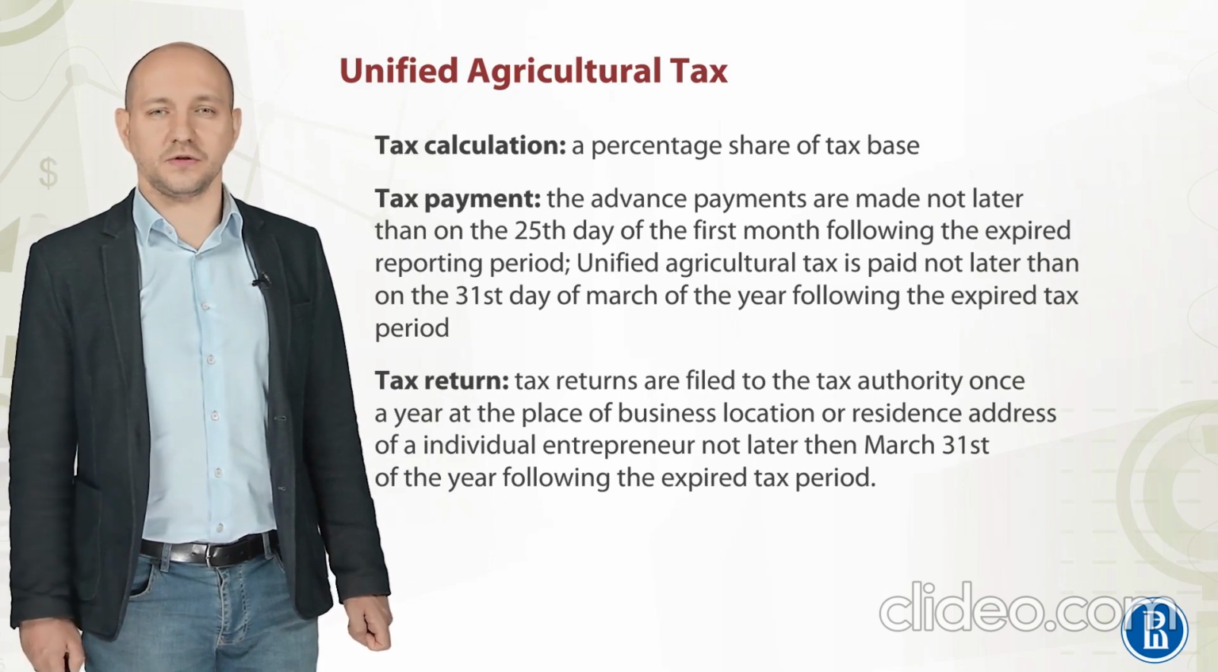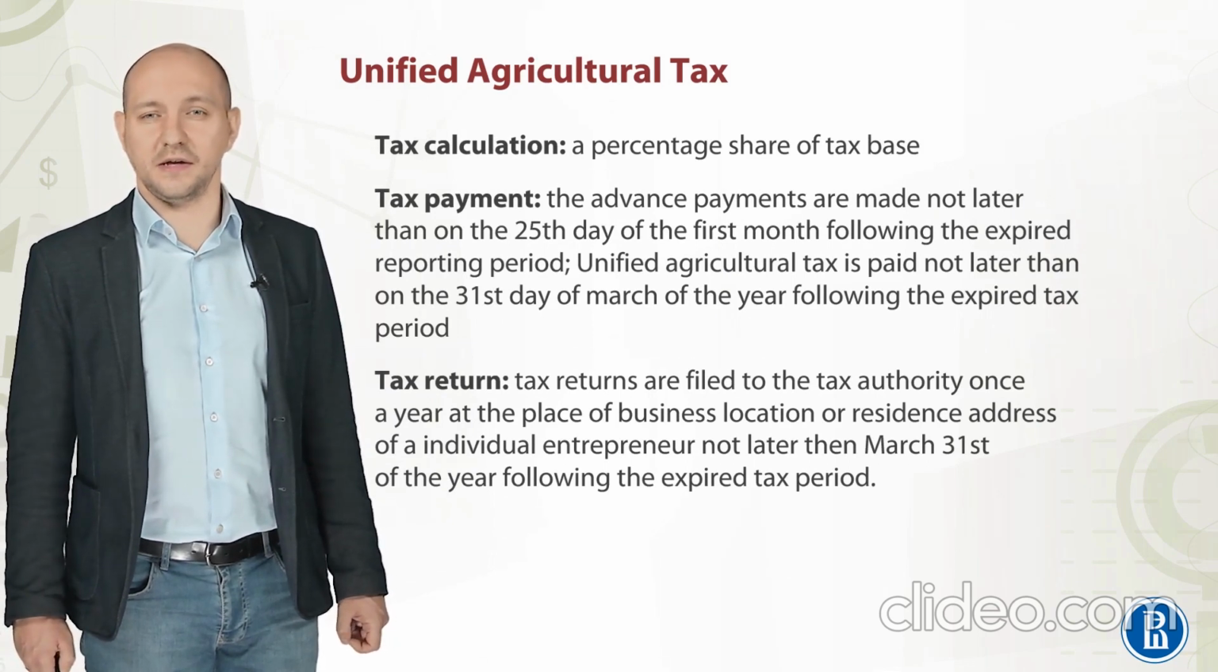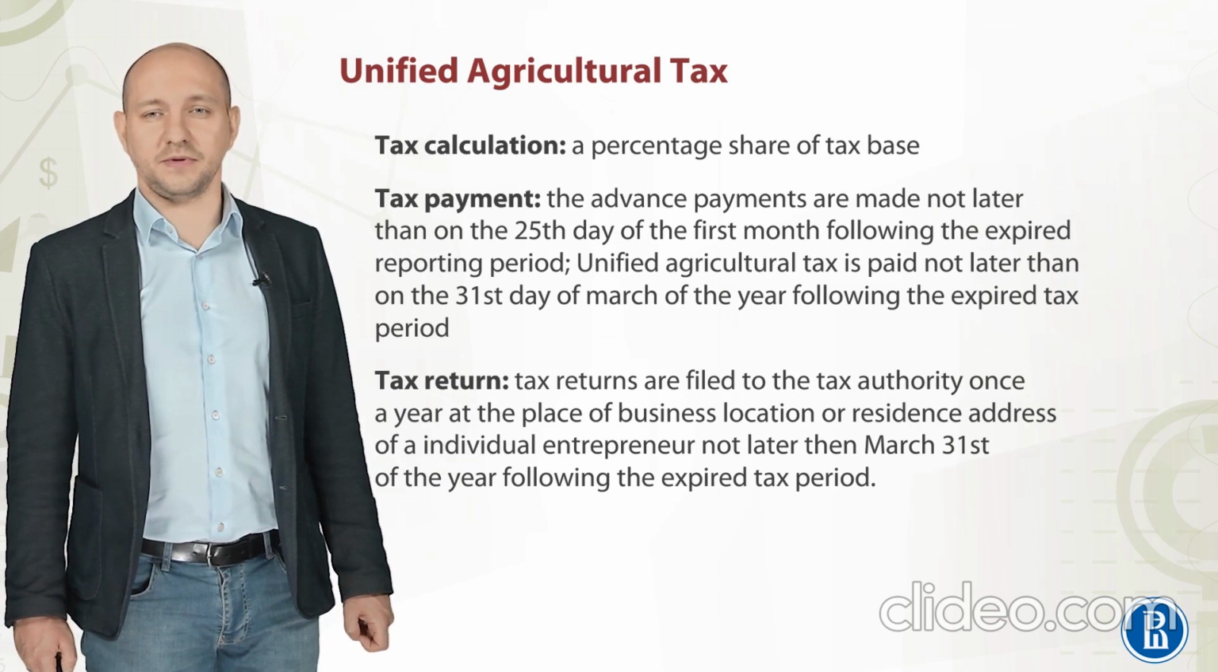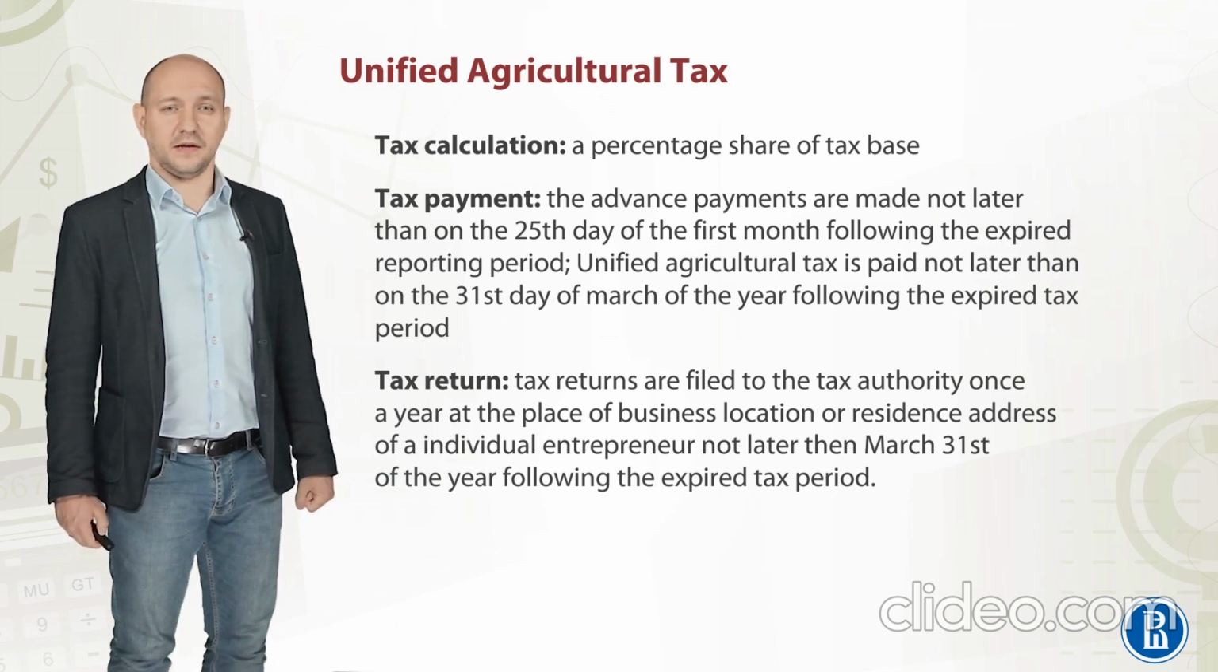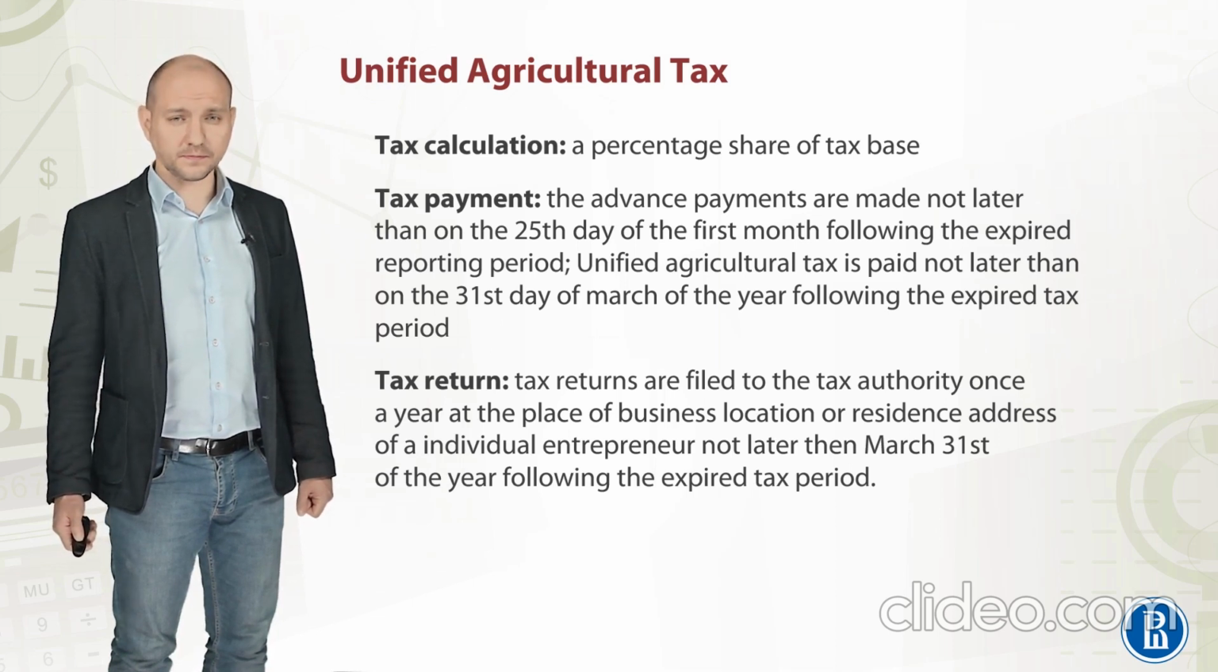So tax calculation is also pretty simple. You multiply the tax base by the tax rate as a percentage, and this way you get the result. The advance payments are made not later than on the 25th day of the first month following the expired reporting period, and then the final tax is paid not later than on the 31st day of March of the year following the expired tax period.